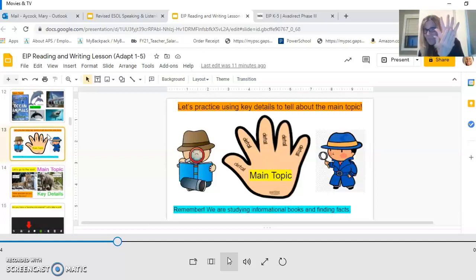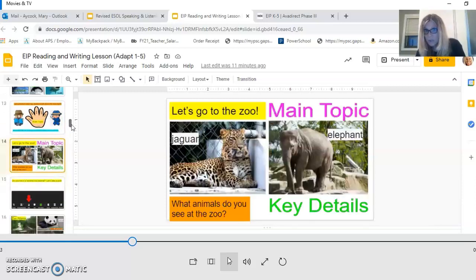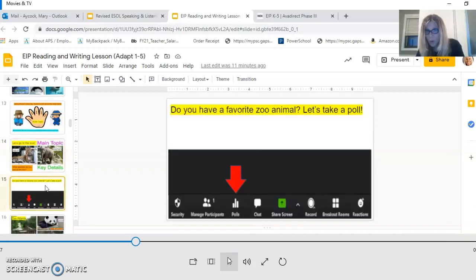Right, here's our main topic. Very good, Aaliyah. And yes, Summer, these are the key details. So everybody keep your informational hand ready. Keep it out, because we're going to use that to help us tell our main topic and our key details today. Awesome. So yesterday we went to the zoo and we took a Zoom poll.